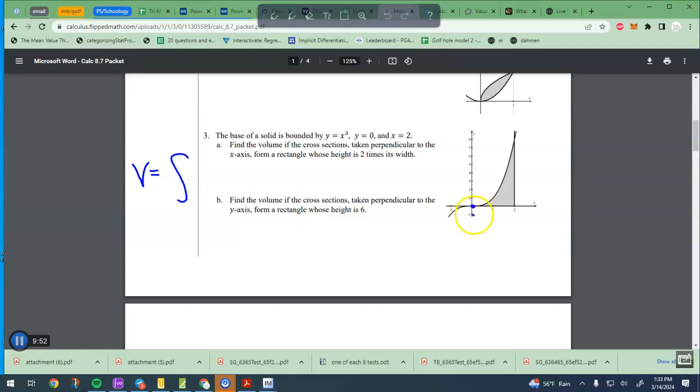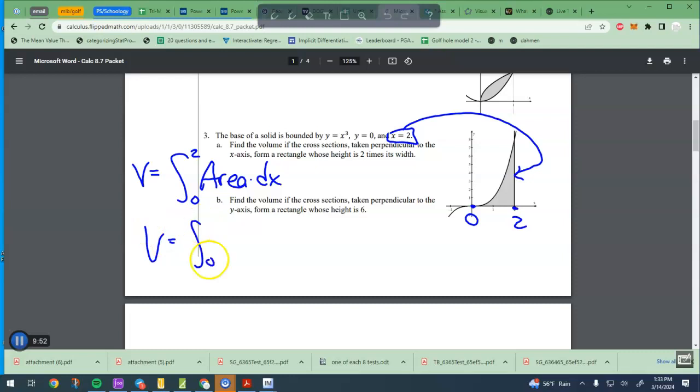Left hand x value is 0. Right hand x value is 2. Remember, x equals 2 is a vertical line, so that's that guy. So I'm going from 0 to 2, x values. I've got to integrate the area. So again, I'm going to write down kind of an extra step here that you probably will not write down as you get more comfortable with these.